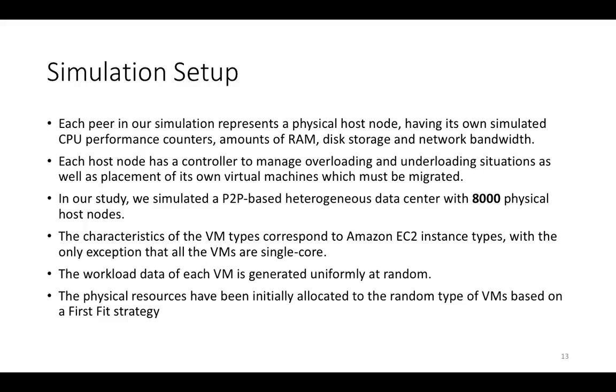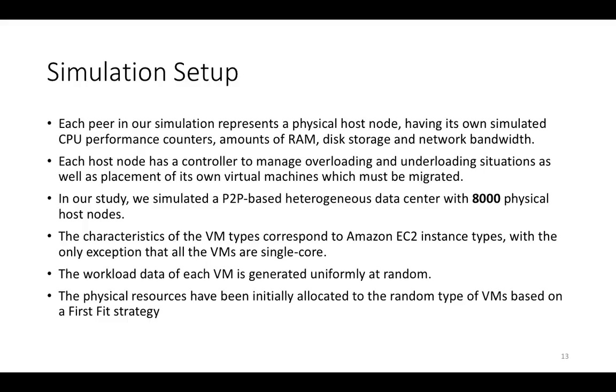In our study, we simulated a P2P based heterogeneous data center with 8,000 physical host nodes. Half of them were simulated to be HP Proliant G4 and the other half HP Proliant G5. The characteristics of the VM types correspond to Amazon EC2 instance types, with the only exception that all the VMs are single core. The workload data of each VM is generated uniformly at random. The physical resources have been initially allocated to random types of VMs based on the first fit strategy.